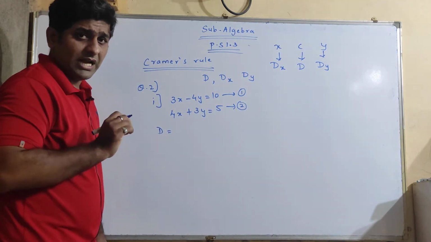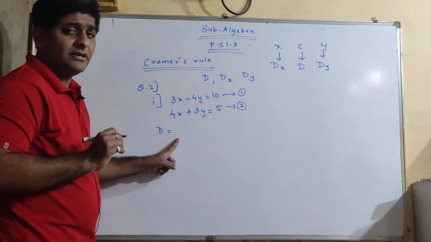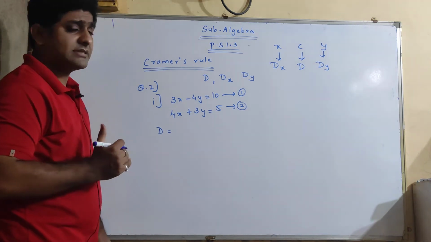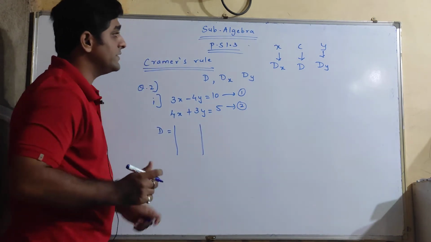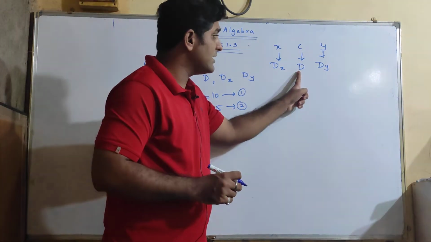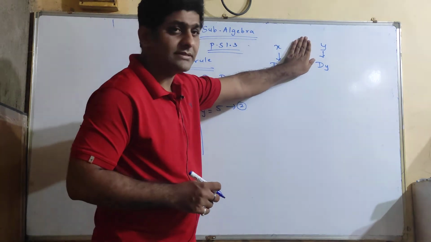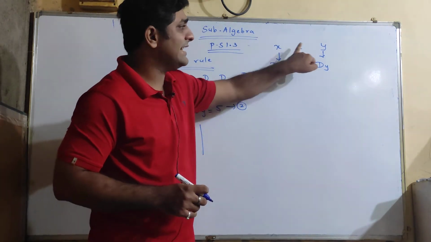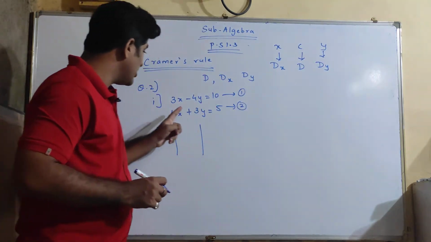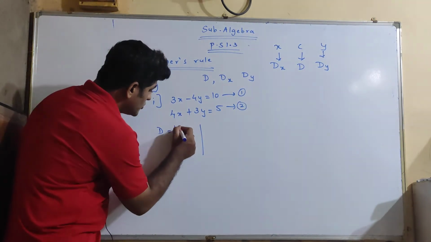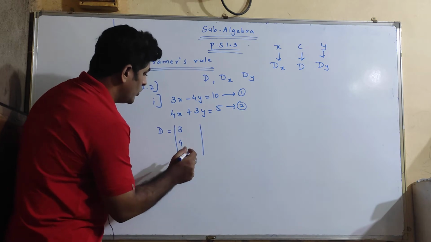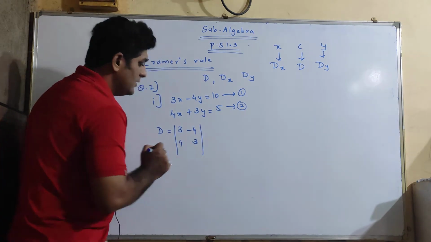Okay, suppose I want to frame the determinant D. Now how to frame this determinant D? Let's try and understand over here. I'm drawing two vertical lines over here. Since we want to frame the determinant D, just hide this. If I hide this, what is left? X and y. So what am I going to write? Coefficient of x and coefficient of y. So over here 3, 4, minus 4, 3.